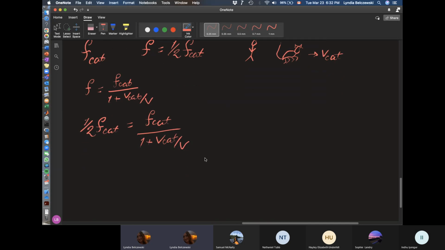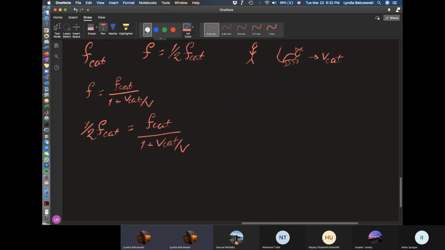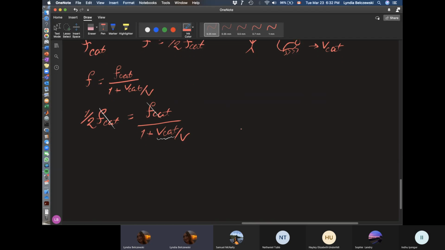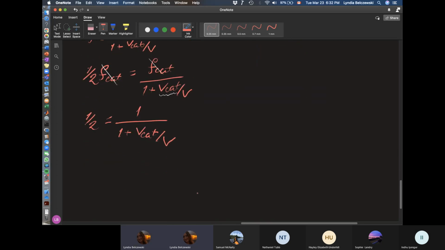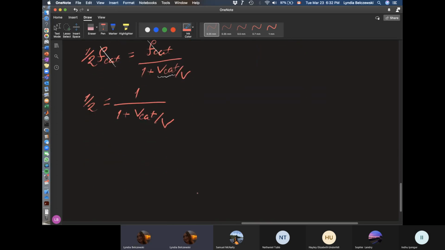Now we can pretty much just take this equation and solve it for the speed of the cat. We can cancel out the frequencies of the cat on both sides, eliminating that from the left side and from the right side. So we have 1/2 is equal to 1 divided by 1 plus V cat over V of the sound. And now we just get to play around with the algebra of it to isolate for V cat.